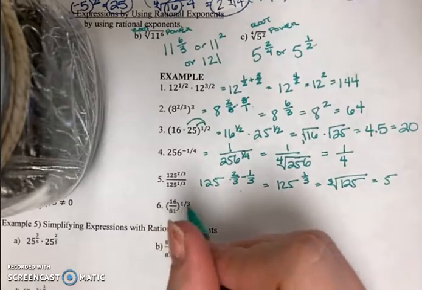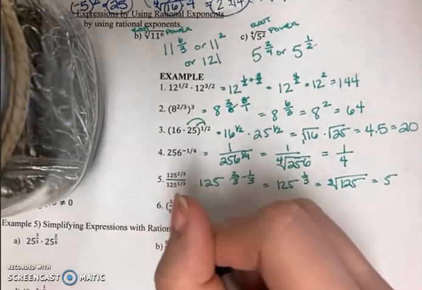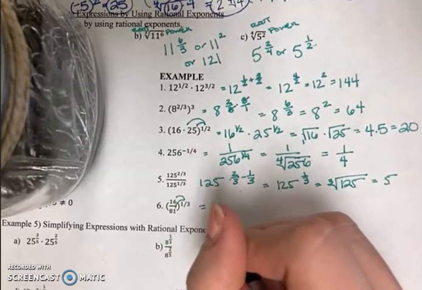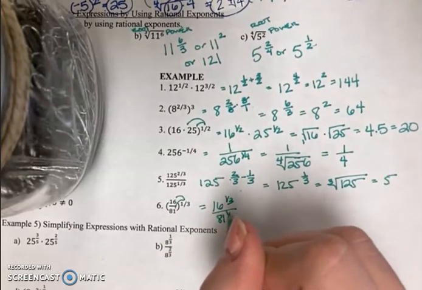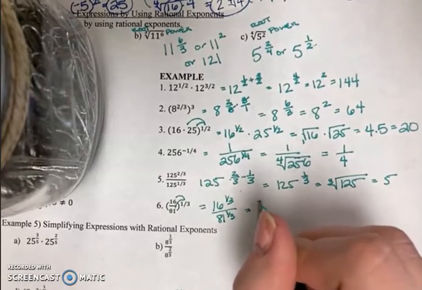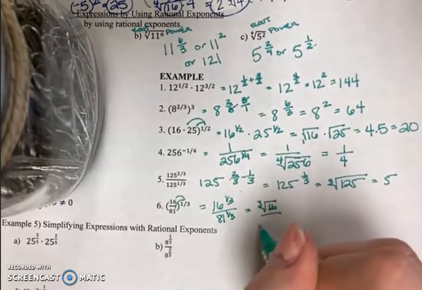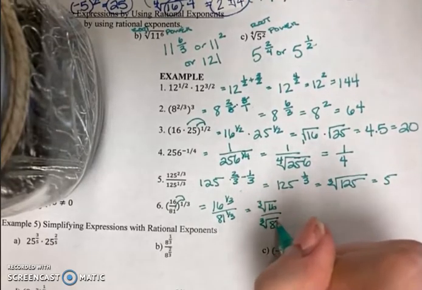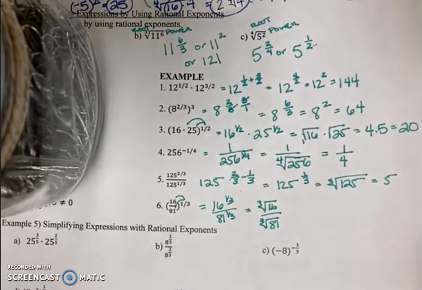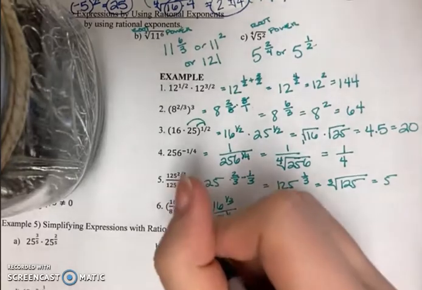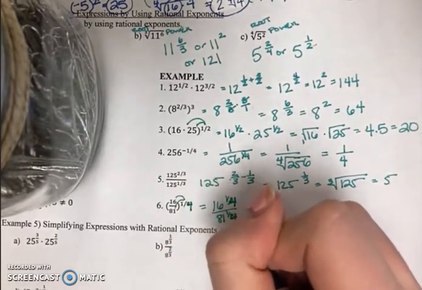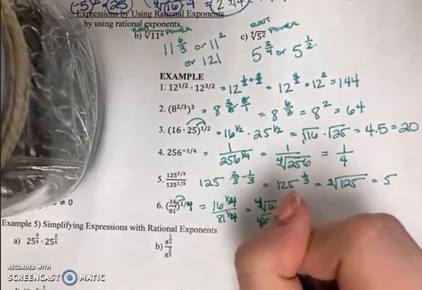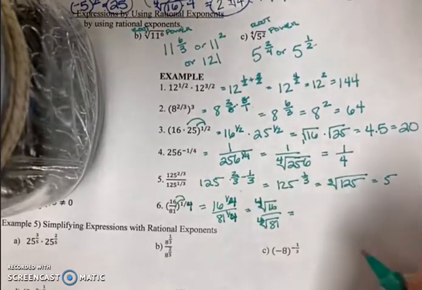Next, we have a quotient, but they're raised to the same power. They have different bases, so I need to distribute 16 to the 1/3 and 81 to the 1/3. Cube root of 16, cube root of 81. You know, looking at this, I think I had a typo because that doesn't work out very nicely. Why don't we make this a 1/4? So we're taking the fourth root. There we go, that fixes it.